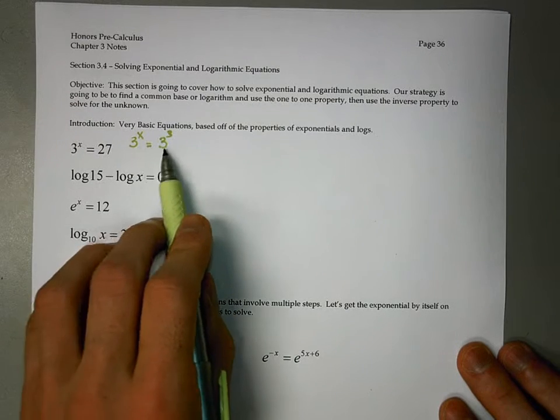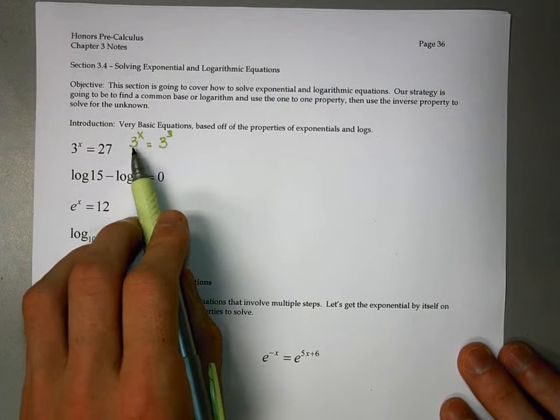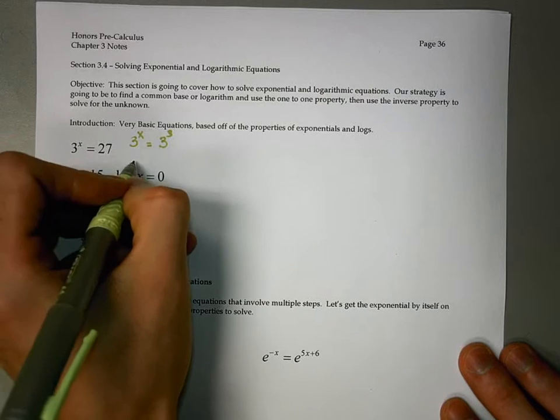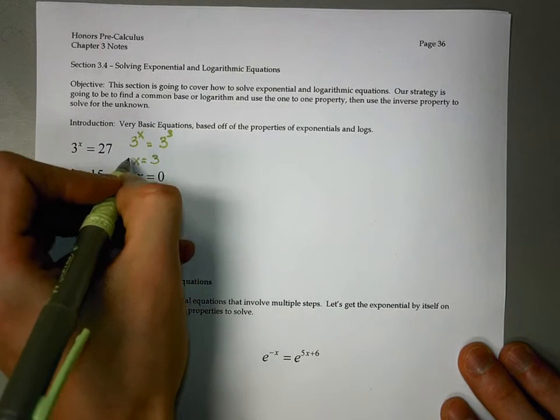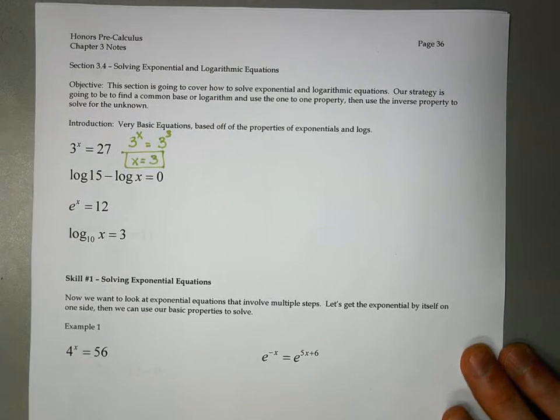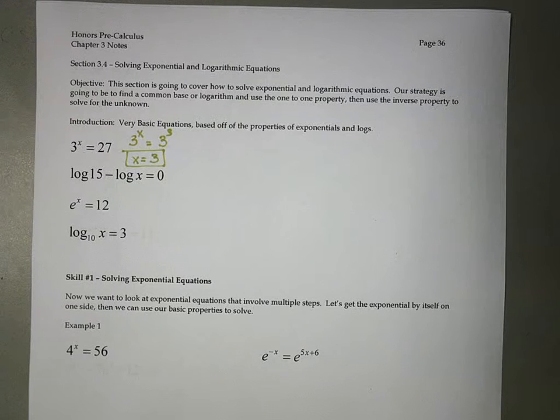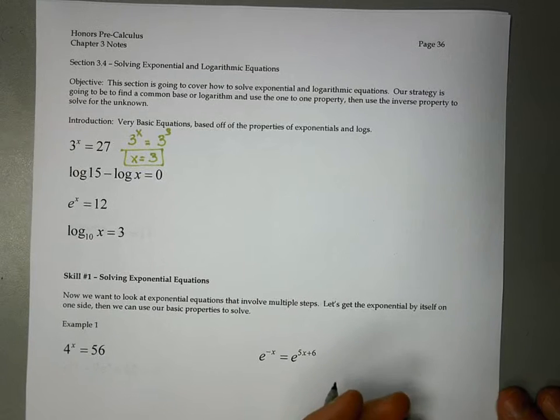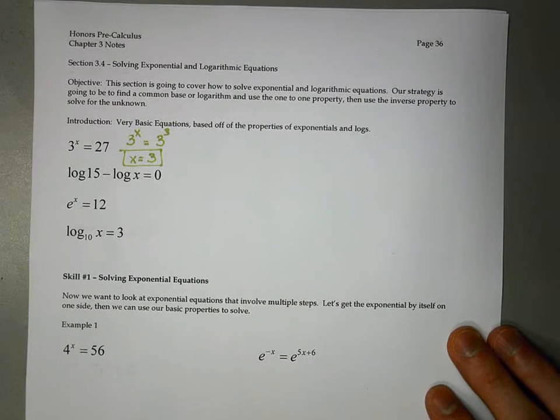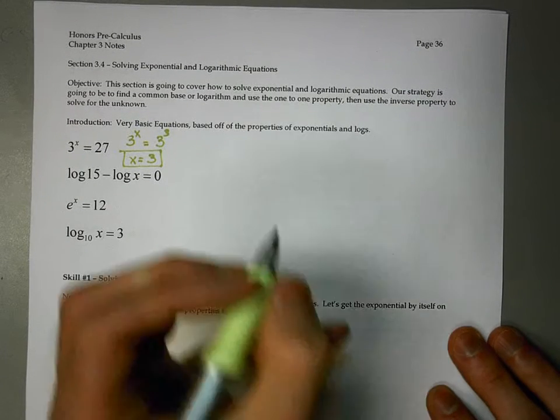Then I can see here I've got the same bases, the same quantities on each side, which means my exponents have to be equal. x is equal to 3. And that's why 3 cubed is equal to 27. Now some of you might say, well, why does that matter? Well, let's look at another problem that's not quite as clear cut.